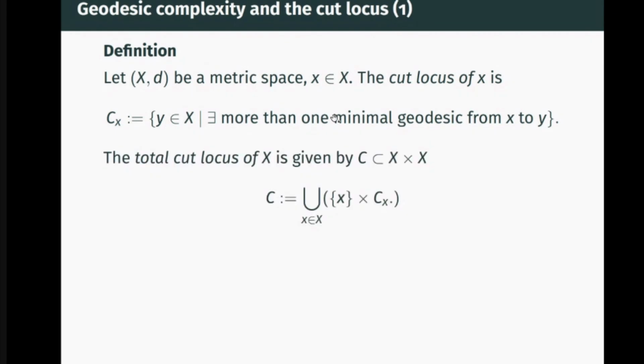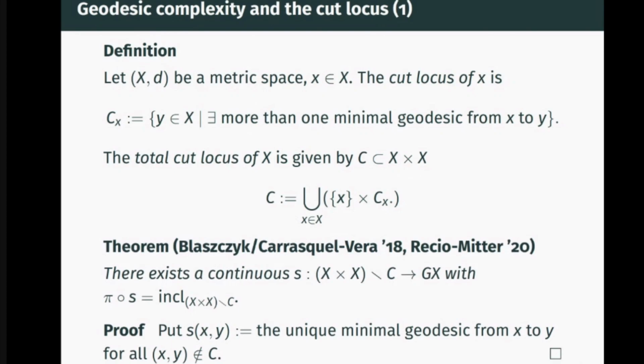Then I define a set which David calls the total cut locus. Namely, we take the union of all the cut loci, just the union of all {x} × C_x. So this is basically all pairs of points inside the space X × X between which we have more than one minimal geodesic. This is the thing that troubles us.